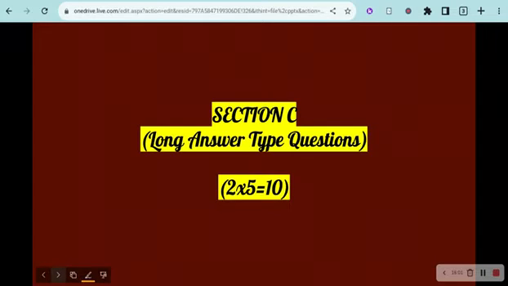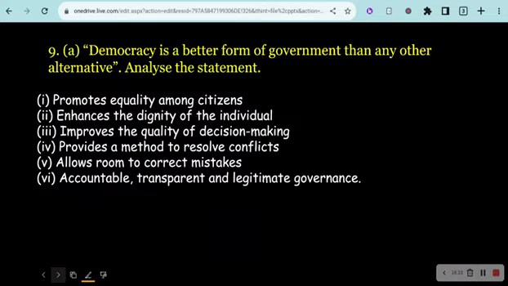Okay, now let's go towards the long answer questions. Just two, but there are other questions also. So in total, we are going to do four. Then we'll go towards the case study and map. So, democracy is a better form of government than any other alternative. Analyze this statement. How is democracy better? We have been studying it since ninth grade.